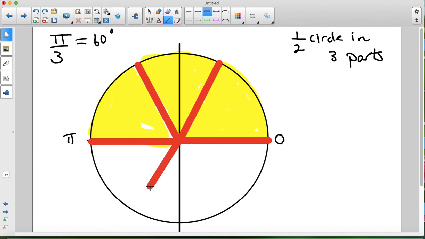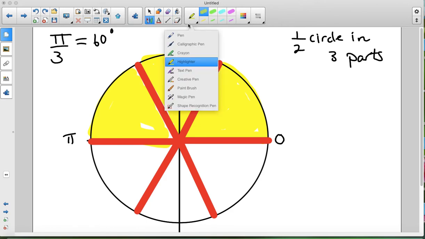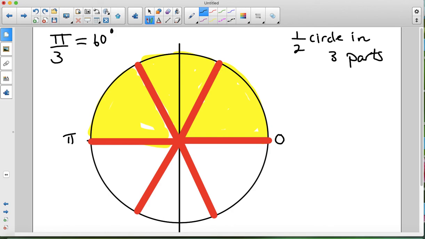So basically, it's like stretching this all the way across and stretching this all the way across. Then you have your 3 pieces again. So on the bottom, again, you can highlight them or not. It doesn't really matter, but you have your 3 pieces in both sections. So at this point, we're now going to label our pi over 3. So this one is going to be pi over 3.